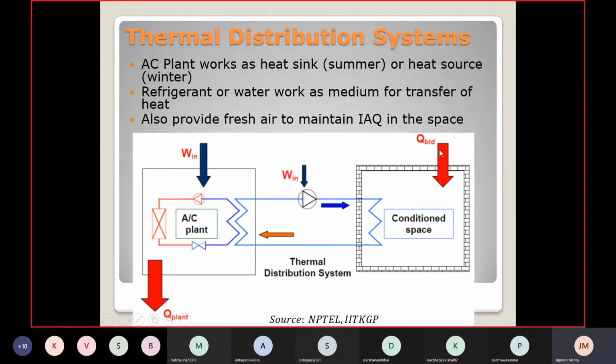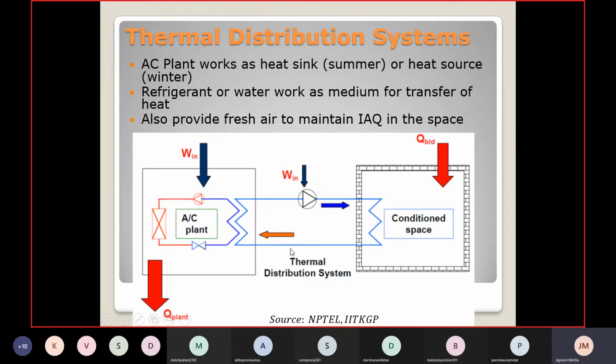And this conditioned space has some heat load which may be coming from outside or is generated inside. So we are talking about this thermal distribution system, which is basically an air conditioning system. This air conditioning system works as a heat sink. Something which takes away heat is a heat sink in summer. So you are taking away heat from the conditioned space in summer, so this will be called a heat sink, and it will be a heat source when you are supplying heat into the space for winter air conditioning.